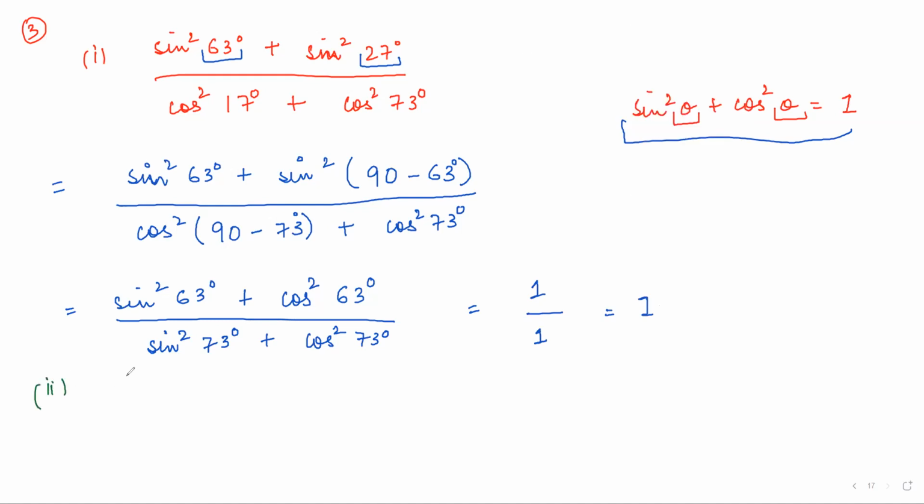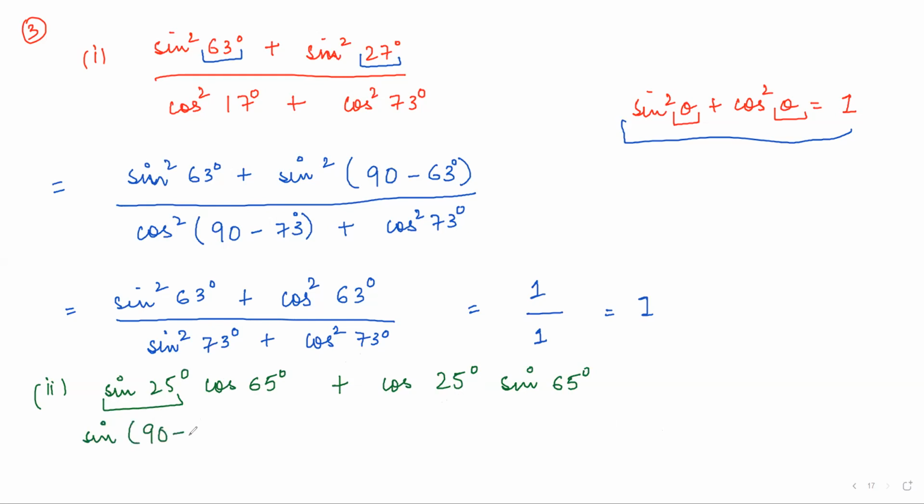Second part is sine of 25 degree, then cos of 65 degree, plus cos of 25 degree into sine of 65 degree. You can again see 25 is actually 90 minus 65, so you can convert any one of them: this sine into cos or this cos into sine, whichever you wish. So I'm writing sine 25 as 90 minus 65.